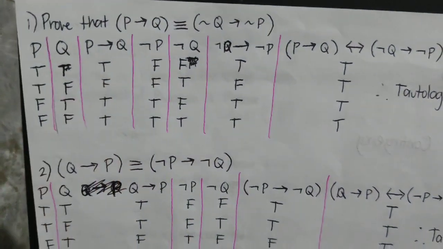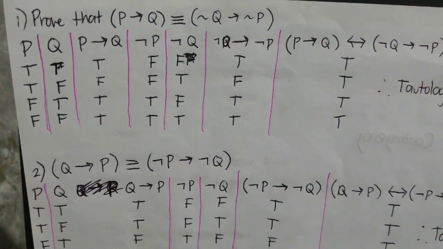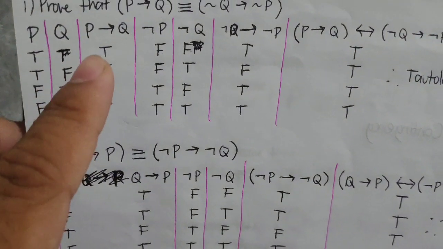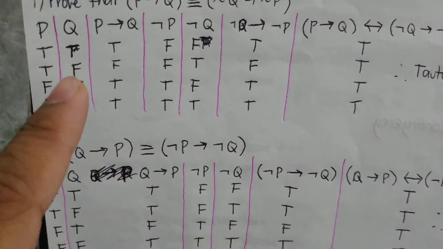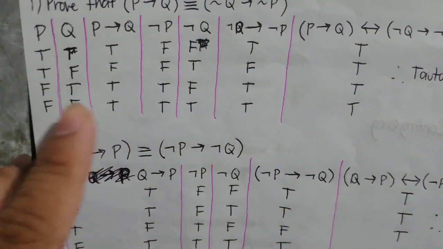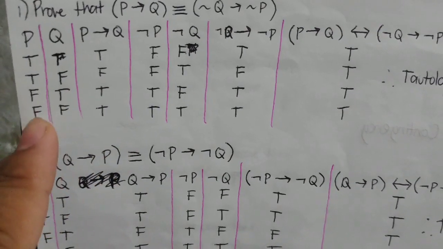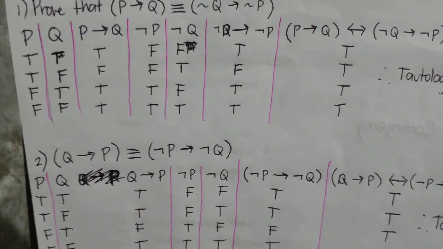So following the rules or the truth table for the conditional statement, if we have true and true, you will have true. True implies false, therefore false. False implies true, that becomes true. False implies false, then becomes true.